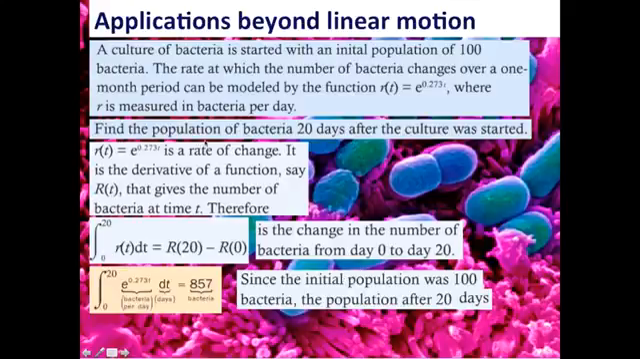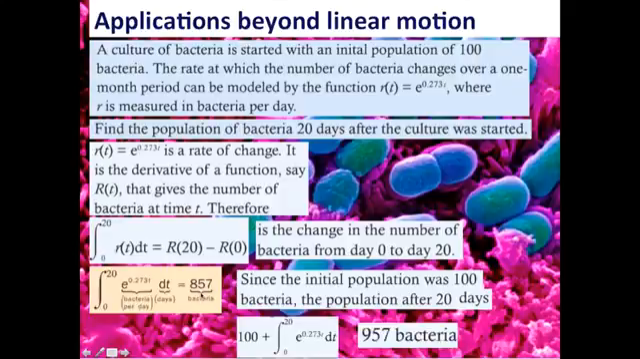So the population after 20 days, which we're asked to find, is going to be this difference in the population. So the population here at 20 minus the population at the time equals 0. Therefore, that's going to be 857 plus 100, which is going to give us 957 bacteria. Now, that's the more straightforward way to do it. It's a bit more intuitive.